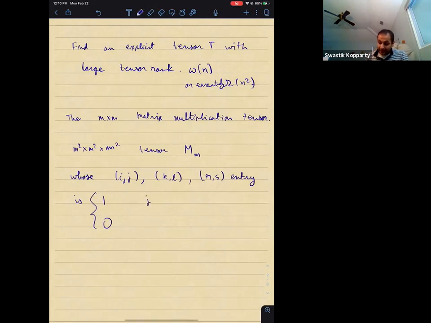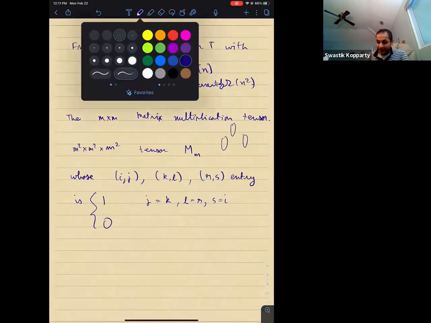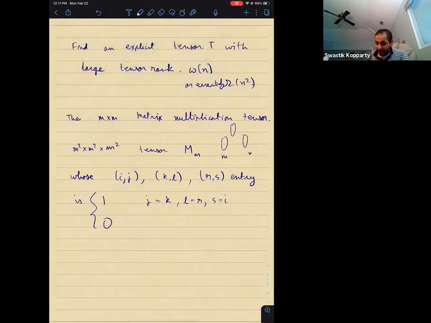j equals k, l equals r, s equals i, and 0 otherwise. So each entry is like an edge. There's a hidden complete tripartite graph that I didn't draw here, an m by m by m tripartite graph. If you have 3 edges, one here, one here, and one here, the corresponding entry of the tensor is 1 if those 3 edges line up to form a triangle. This is the matrix multiplication tensor.